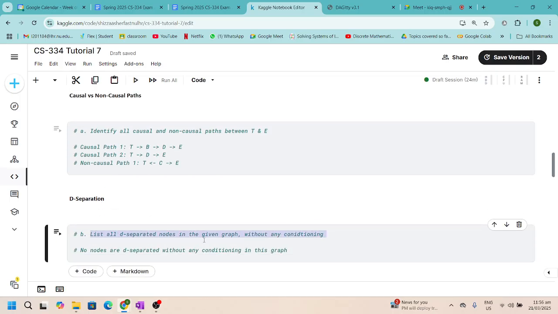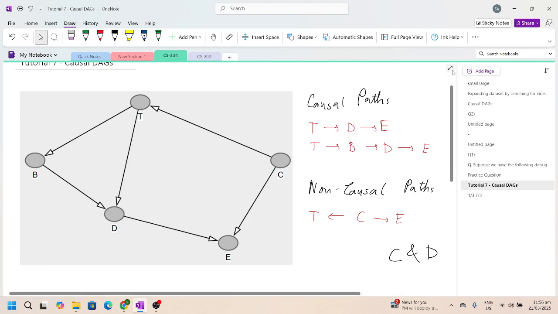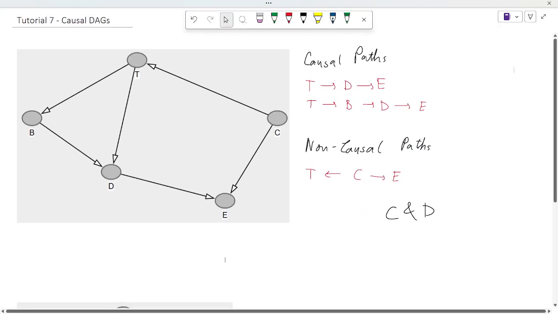Just give me a few seconds. I'm just going to copy this part over here. All right, perfect. Now you can take a few seconds.